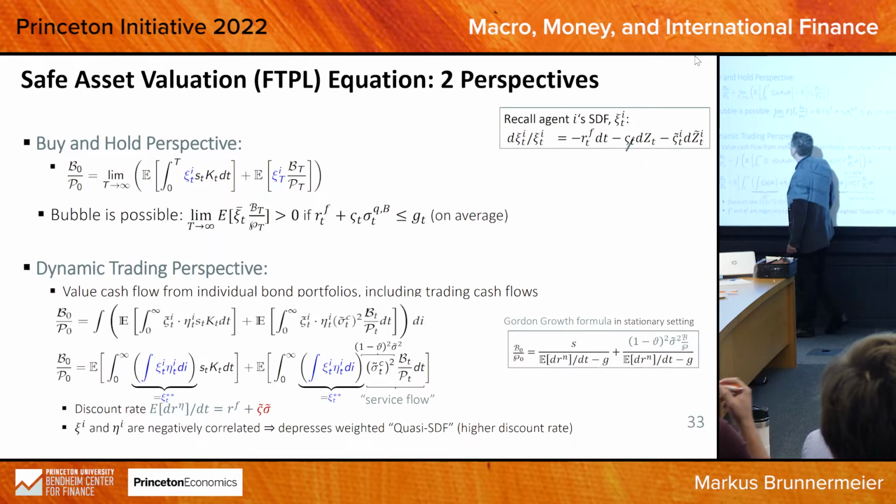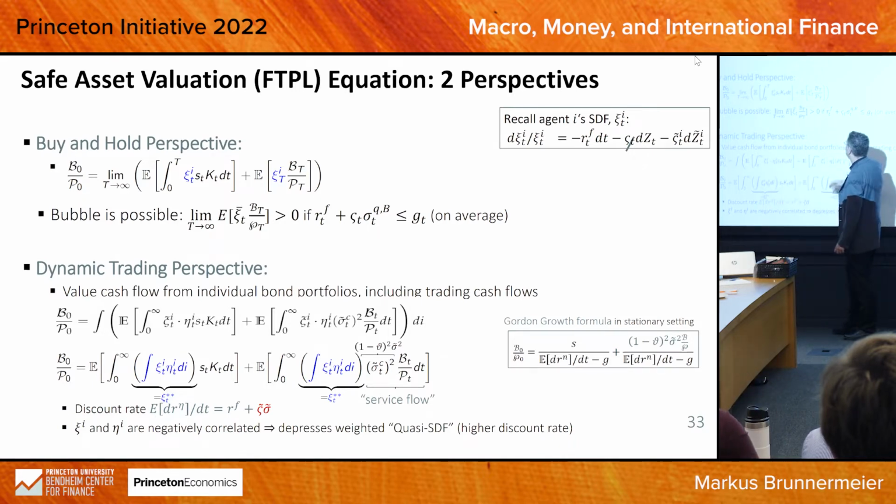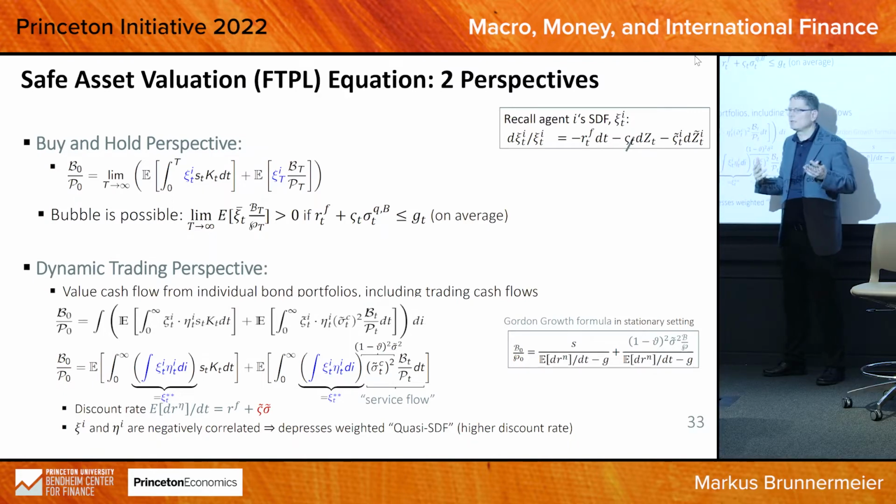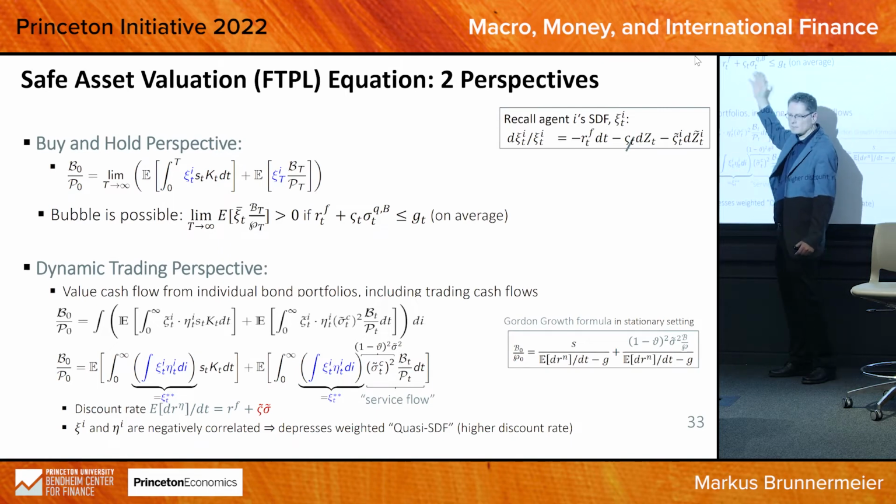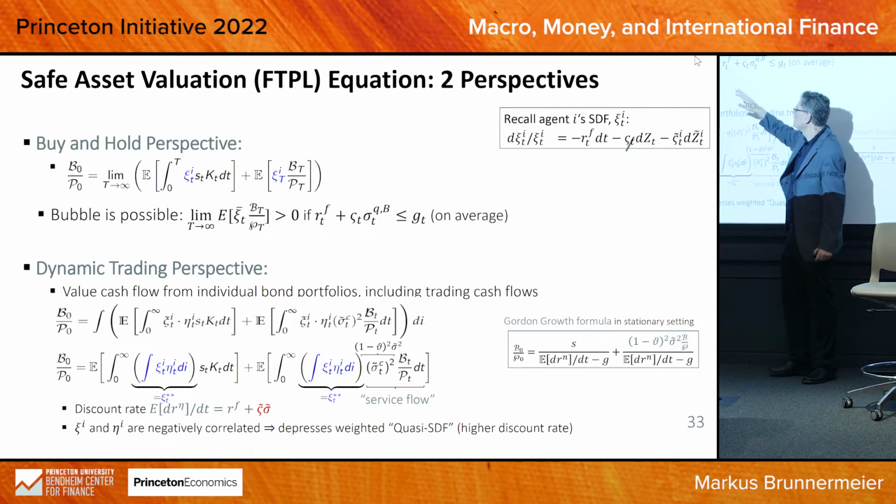And this is a bubble term, okay? The bubble term can be positive if the risk-free rate is smaller than g, and there's also a risk premium on this. So the interest rate on the government bond is the risk-free rate plus some risk premium because there's some aggregate risk. This can be positive or negative, okay? This is R.